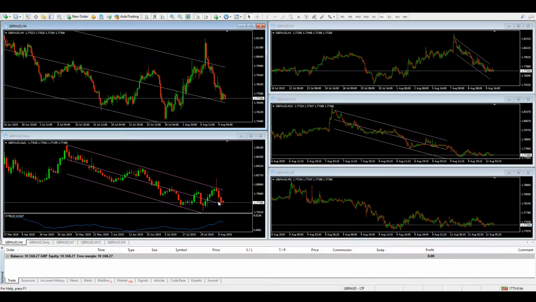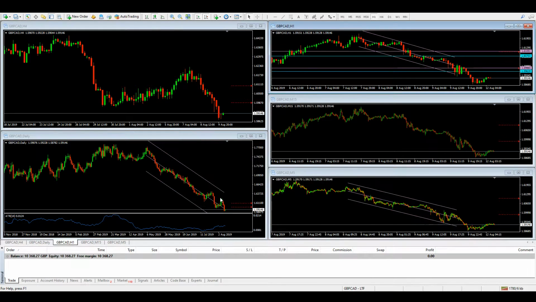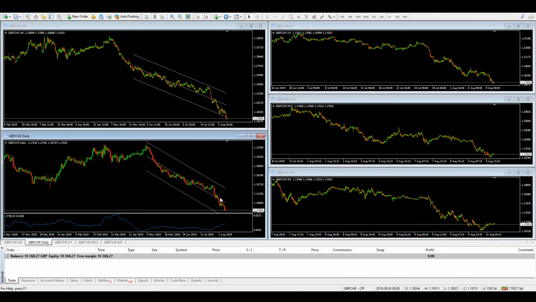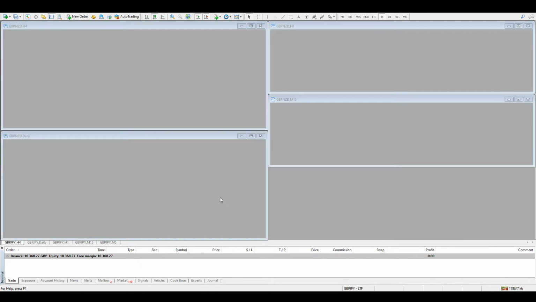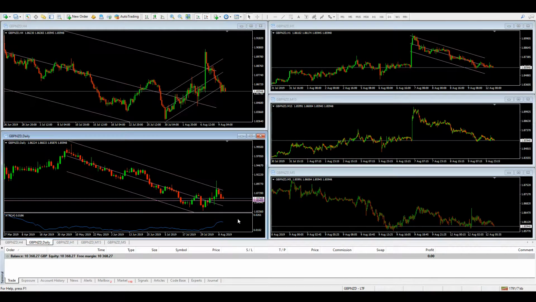GBP/AUD, over this, needs a bit more value for money, needs to pull back. Oversold, and really looked at that anyway. No, oversold, similar chart, no. Okay.